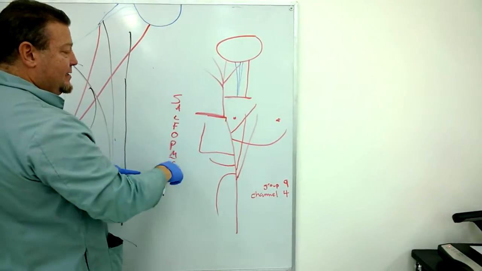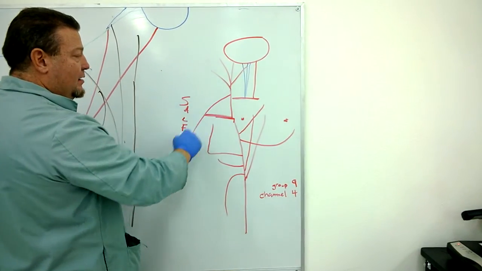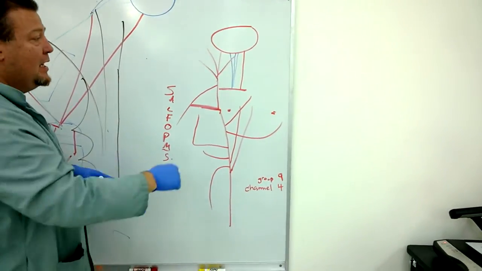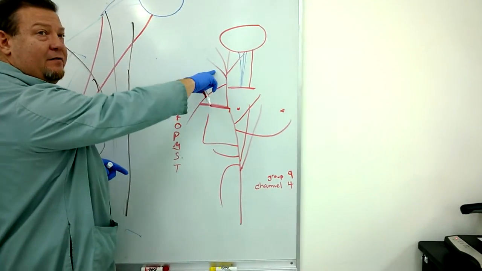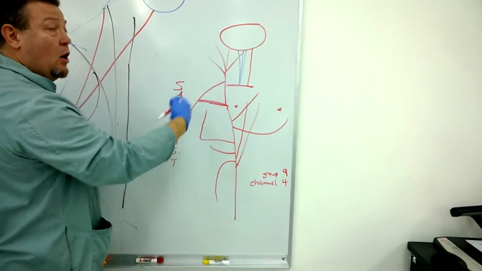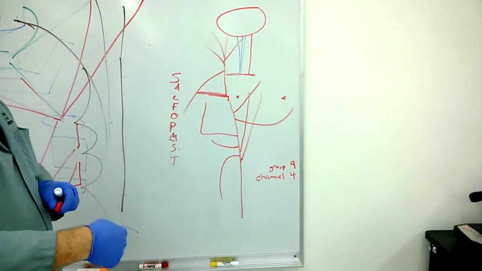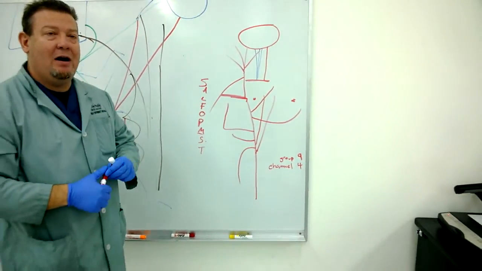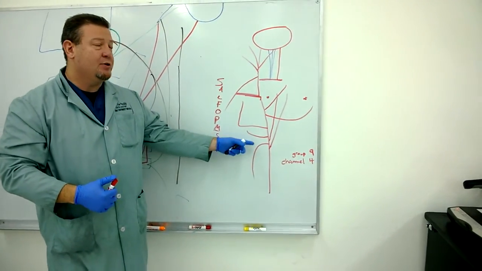Now, a branch of this coming across the face here is called the transverse facial. Some people have it, some people don't. Some people see it as a branch off of the superficial temporal artery. Some people see it as its own branch. Okay, and so that's South-PMST. The order of the arteries as they come off of the external carotid artery.